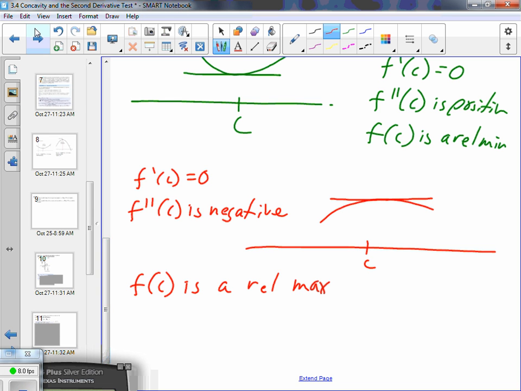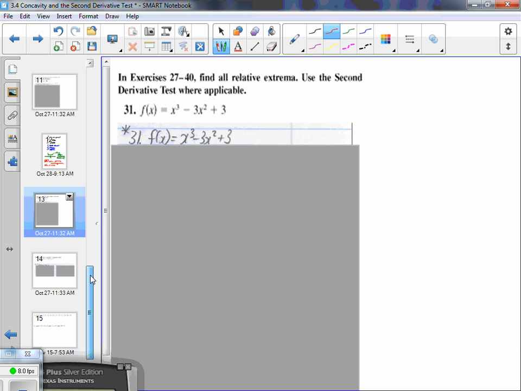Let's take a look at number 31. So I'm on page 195. The directions for 31 say, find all relative extrema, use the second derivative test where applicable. Now, some of these problems are pretty lengthy. So let's do exactly what the directions say and not more. Because we're used to them asking us where the function's increasing or decreasing before they ask us about relative extrema. They don't this time.